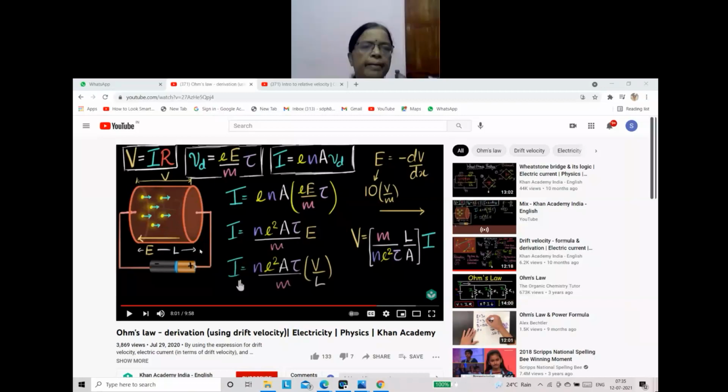Towards negative. Where to where? Electric field direction. Where to where? Positive to negative or negative to positive? Positive to negative. This end is positive, this end is negative.